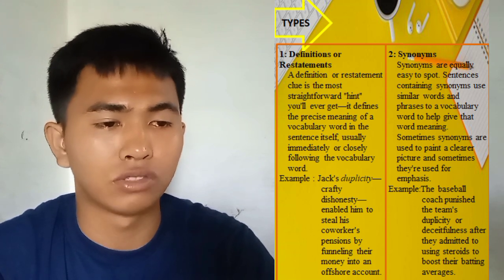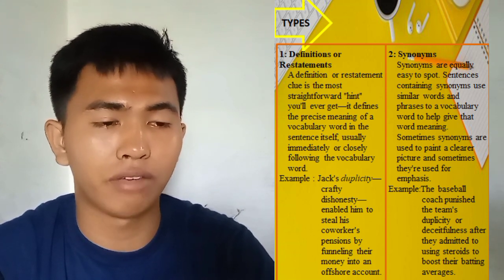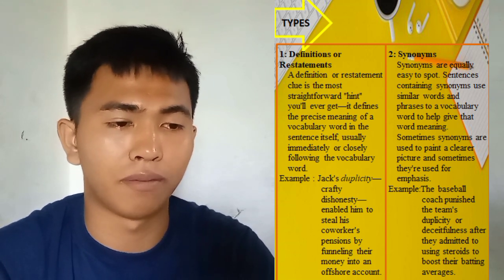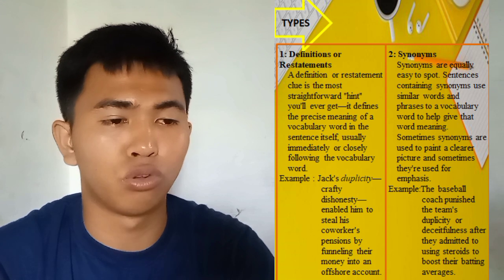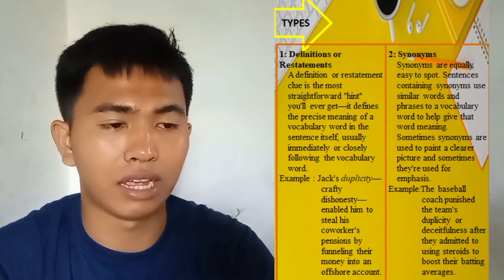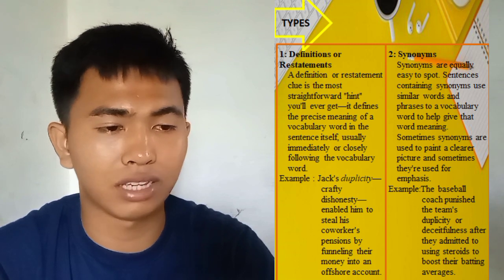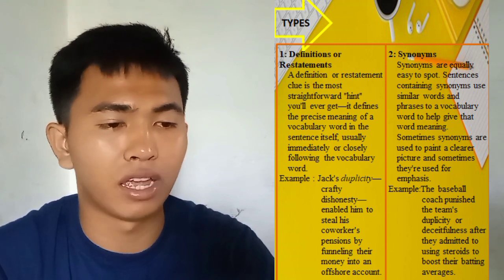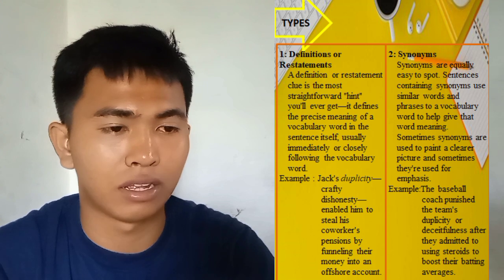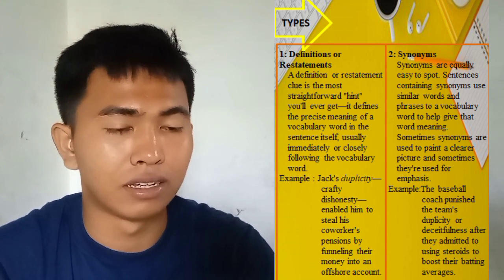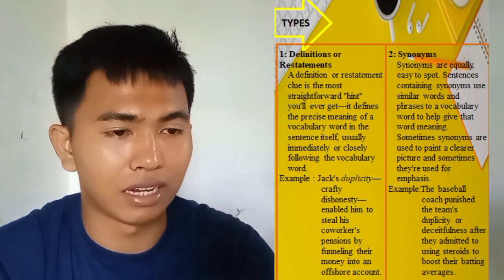For example, the baseball coach punished the team's duplicity, or deceitfulness, after they admitted to using steroids to boost their batting average. So this is the example of synonyms.